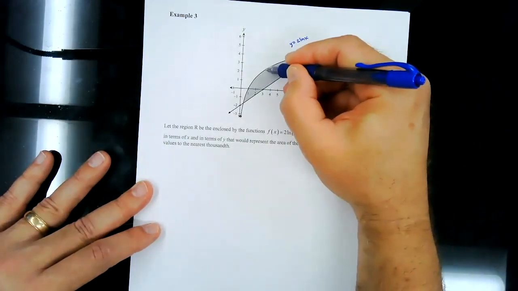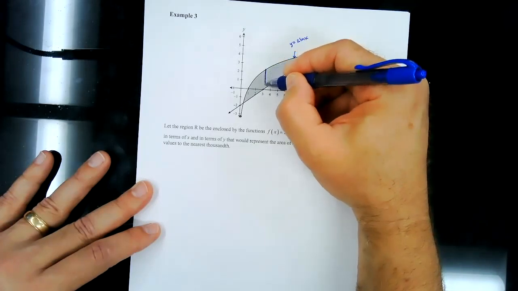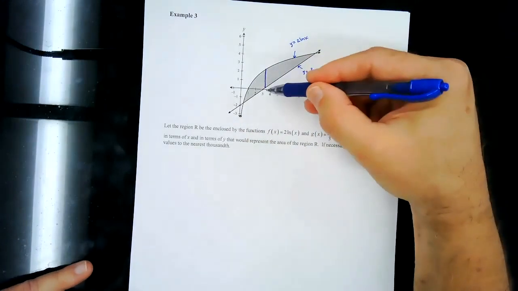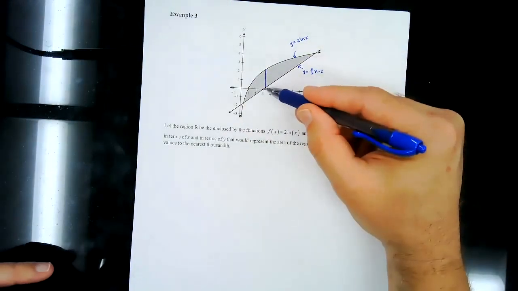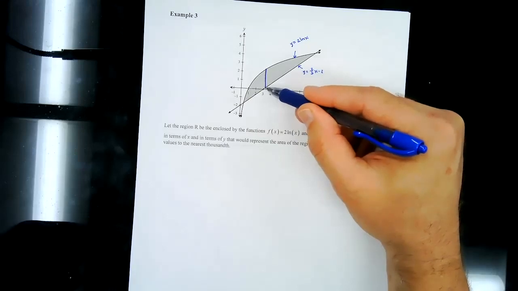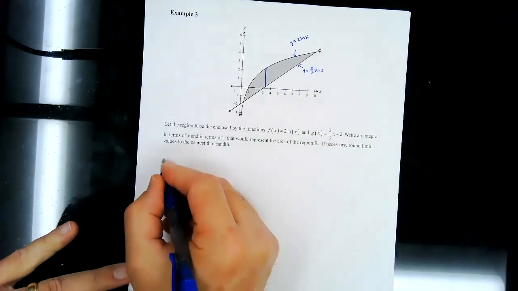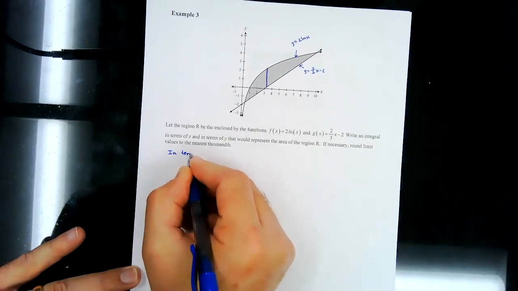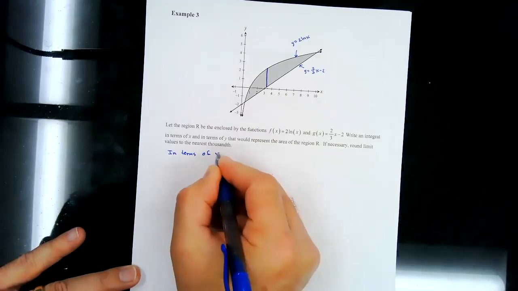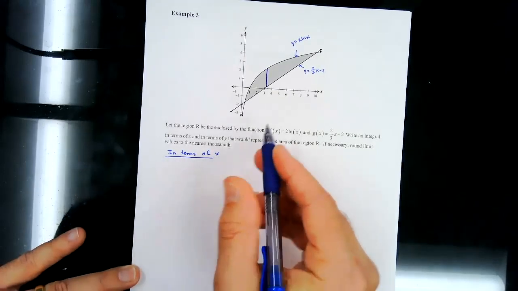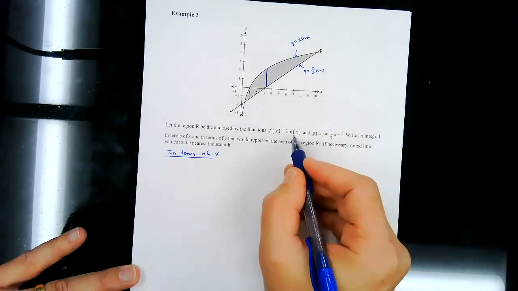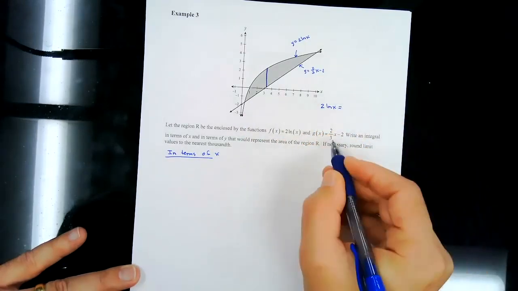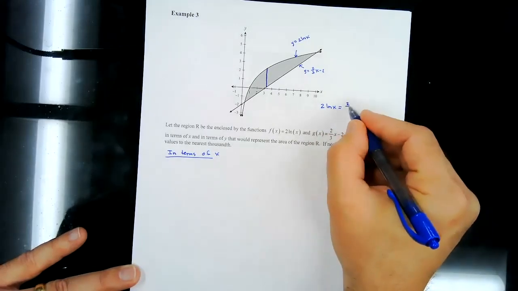And the first time out, we're going to draw our rectangles this way, so that would be in terms of x, because our thickness is going to be dx, or our width is going to be dx. Okay, so to find in terms of x, we're going to have to solve this equation, right? 2 ln of x is equal to 2/3 x minus 2.